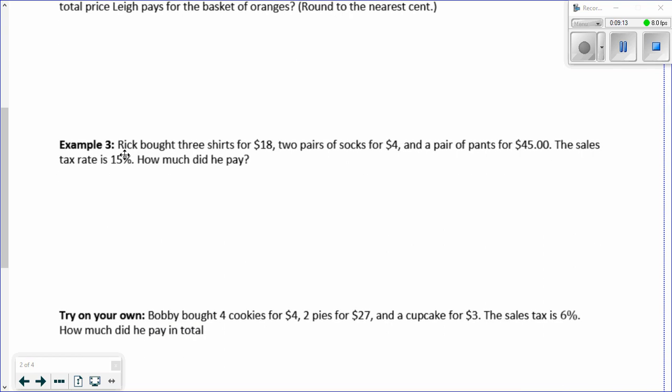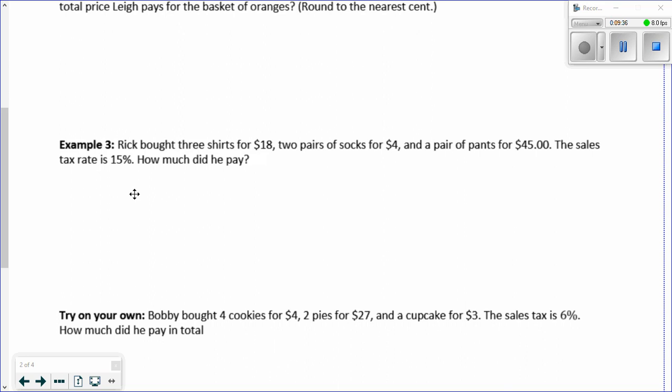Example 3. Rick bought 3 shirts for $18, so they were $6 each, 2 pairs of socks for $4, so they were $2 each, and a pair of pants for $45. He really likes to spend money on his pants. The sales tax rate was 15%. That's really high, in case you're wondering. How much did he pay?